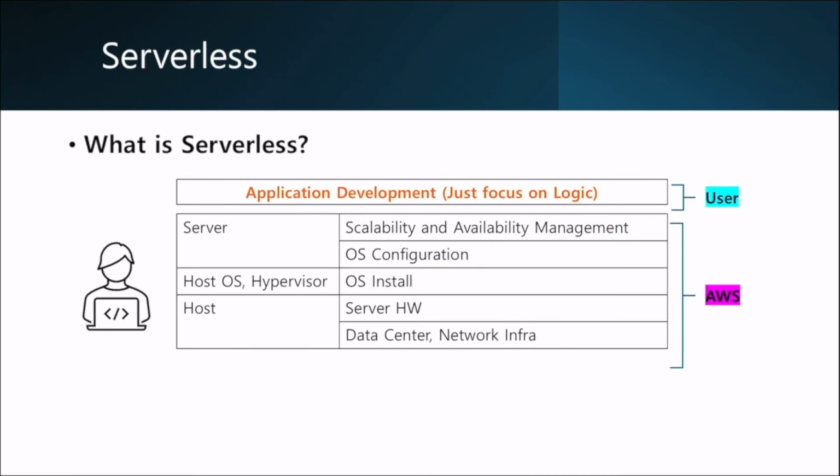Now, what is serverless? For the host, it is application development, so just focus on logic. But for AWS, there are three categories: server, host OS and hypervisor, and host. First, the server is comprised of scalability and availability management, as well as OS configuration. As for host OS and hypervisor, it has OS install. Next, for host, server hardware, data center, and network infrastructure.